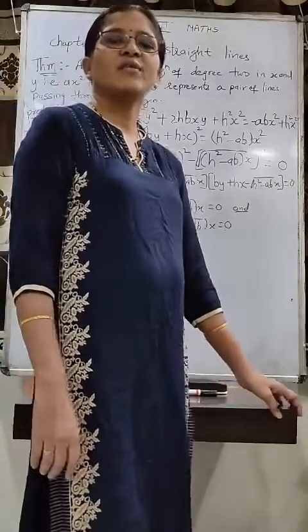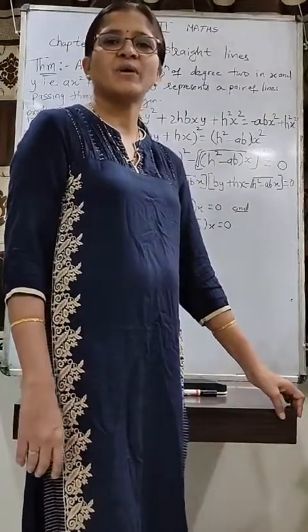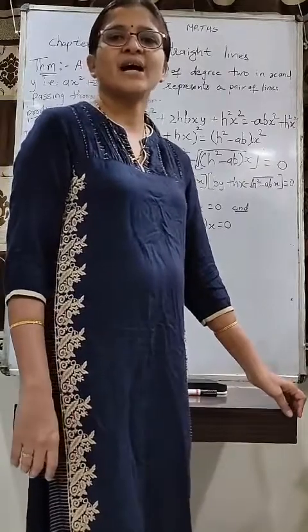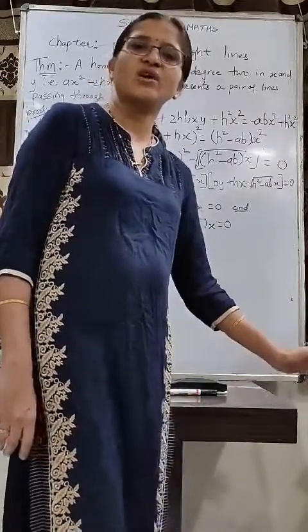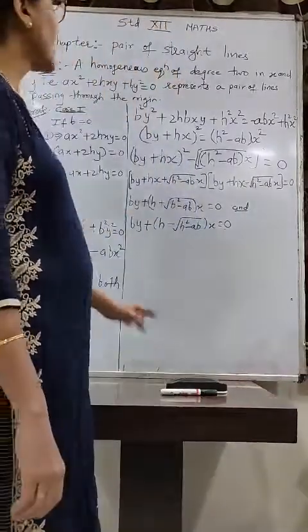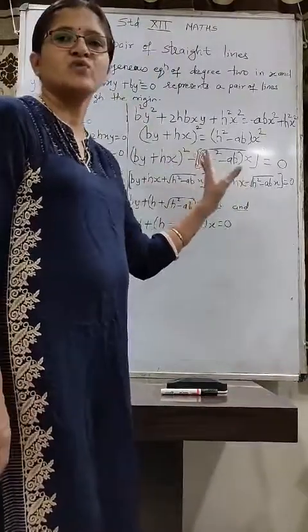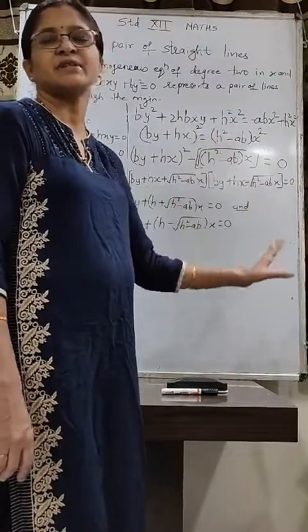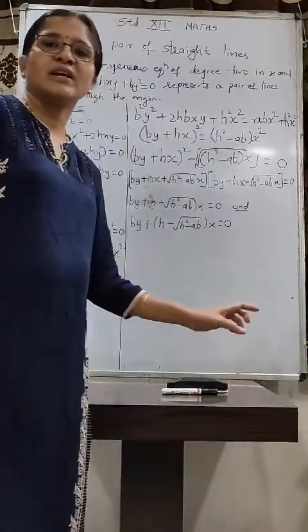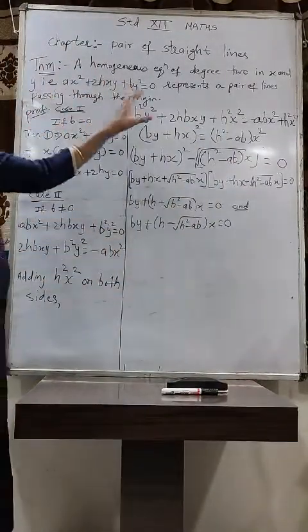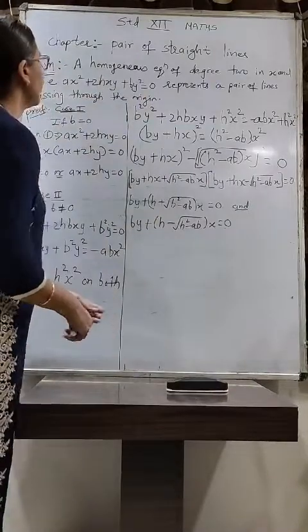Students, today we are going to start with Mathematics Part 1, and Chapter 1, the pair of straight lines. Now all of you know what a straight line is. Now directly I am taking your first theorem, which is very important and asked 99.99% of the times. Now the theorem is a homogeneous equation of degree 2 in x and y.